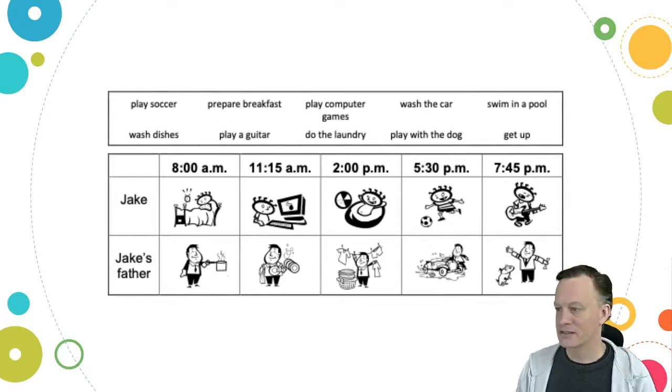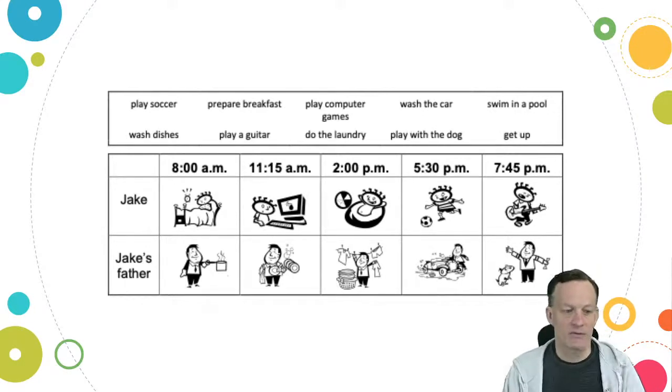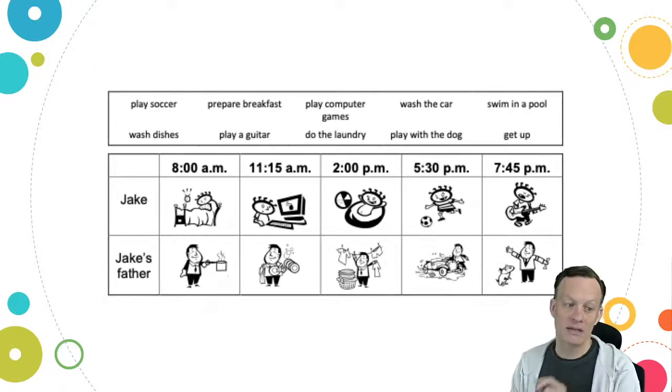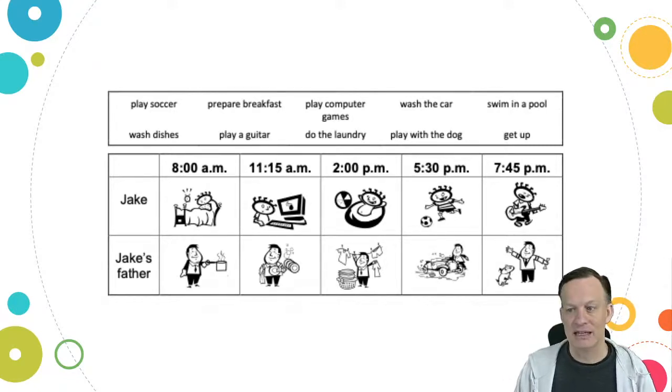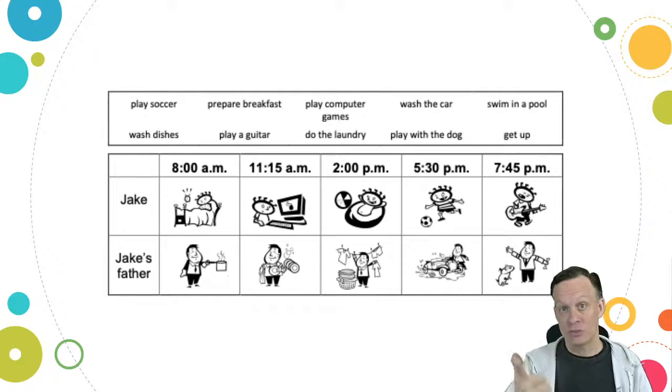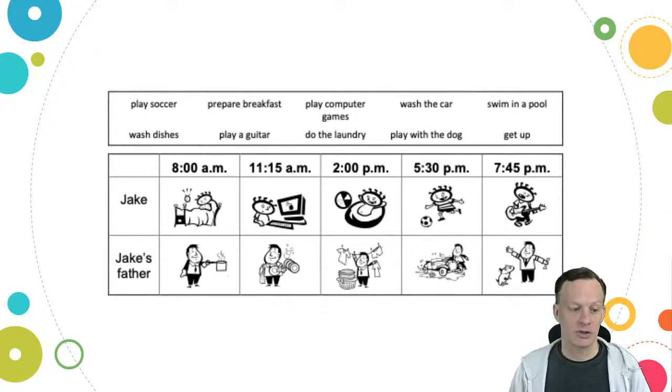Jake was playing soccer at 5:30 p.m. Excellent, Ugo. Jake getting up at 8 a.m. V, be careful, because you have to say Jake was getting up at 8 a.m. He was getting out of bed. What was he doing? He was getting up. So don't forget to be plus ing. Jake was getting up at 8 a.m.